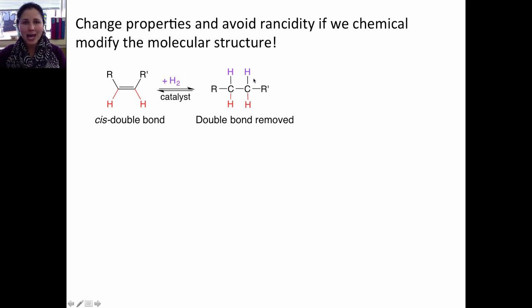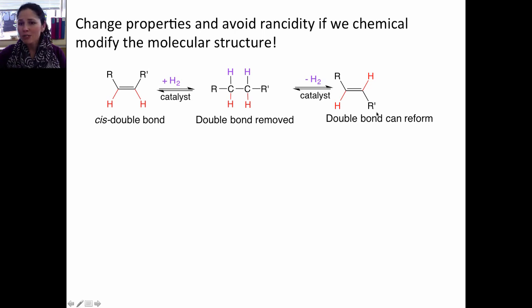There is one hydrogen added to each side of where the double bond used to be. This reaction is reversible, but when the hydrogens are removed again, it actually doesn't reform the cis double bond. Instead, it reforms a trans double bond. So the double bond can be removed and then reformed, but when it is reformed, it's now a trans double bond. And this is less reactive than a cis double bond, and this one is not reactive at all to the oxidation reactions that cause foods to go spoiled.